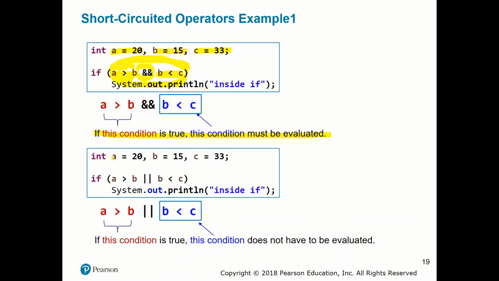And the OR operator, A is 20, B is 15, and C is 33. See, this is true. This is the OR operator. If this is true, then regardless of this result, the whole expression can be true. So at this time, the right operand does not have to be evaluated. So if this is true, then this condition does not have to be evaluated in the OR operator.